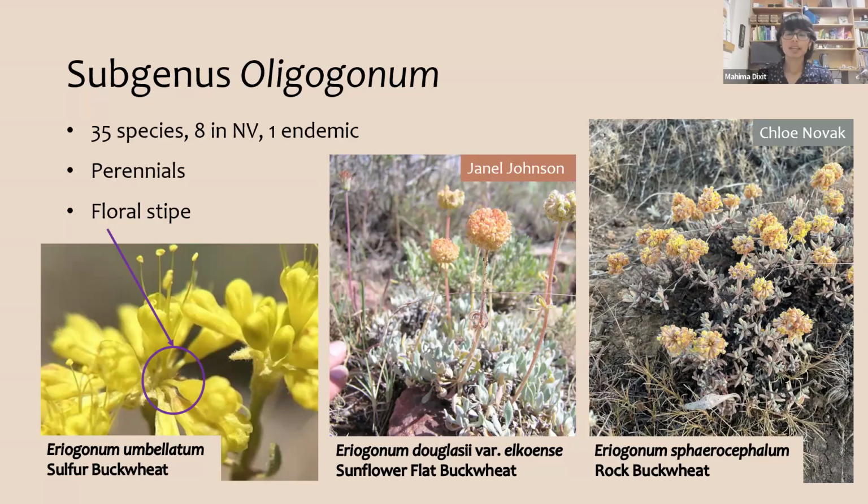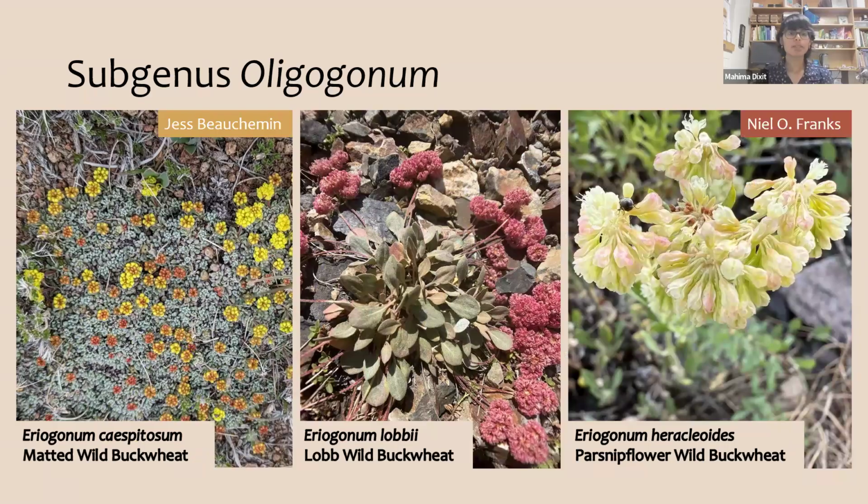The one that is endemic to the state of Nevada is a sunflower flat buckwheat, pictured here in the middle. This is Eriogonum douglasii, variety elcoense. And some other highlights from this subgenus include Eriogonum cespitosum, Eriogonum lobbii, and Eriogonum heracleoides.